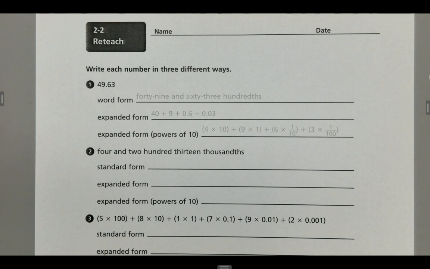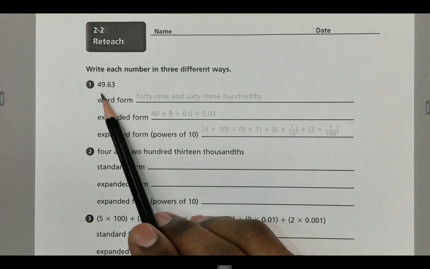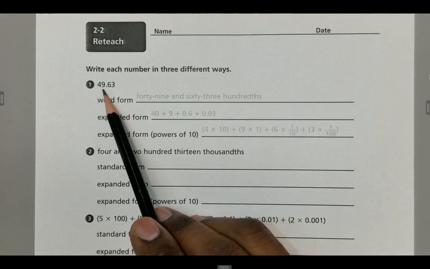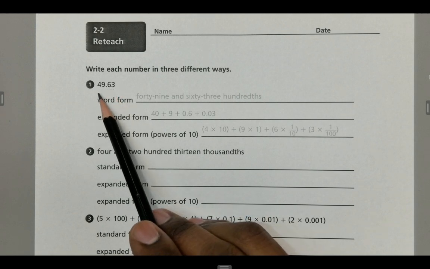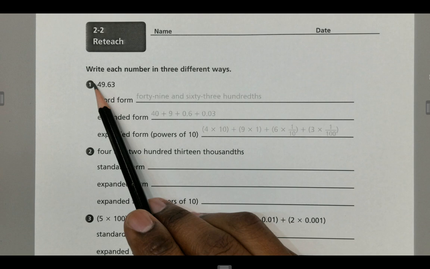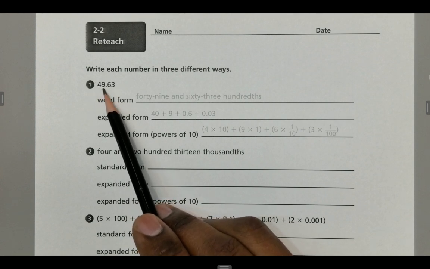If you can read a decimal and say its name, well, you have the ability to write it in word form. And so that's the next form we're going to discuss. If we look at this practice problem here, 49.63. The way that you read this from left to right is first read the name of the whole number that's sitting to the left of the decimal point altogether, 49.